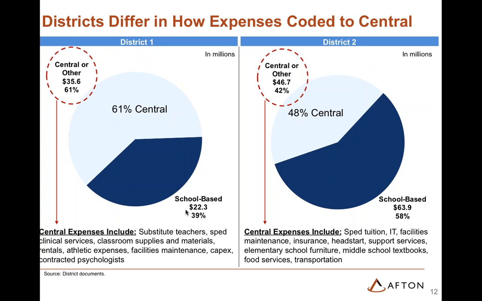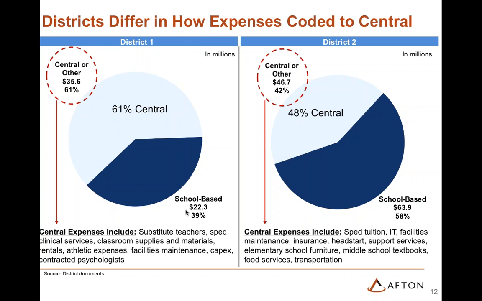First, as you mentioned, in both cases there's a sizable amount of expenses that are not coded to schools. In one case 42%, and in another case 61%. And so, in order to create a full picture of school spending, obviously an allocation method would be necessary.